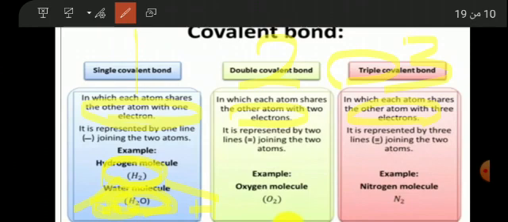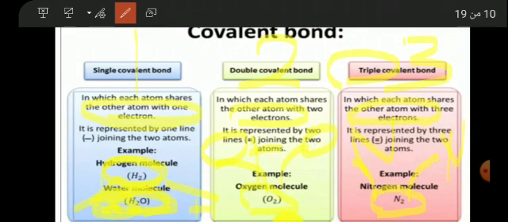Double covalent compound, for example the oxygen molecule O2, meaning O plus O. Each atom shares the other with 2 electrons. The oxygen is a non-metal, so between two non-metals as we said. Triple covalent bond, each atom shares the other atom with 3 electrons, such as nitrogen, the nitrogen molecule N2, meaning N plus N.